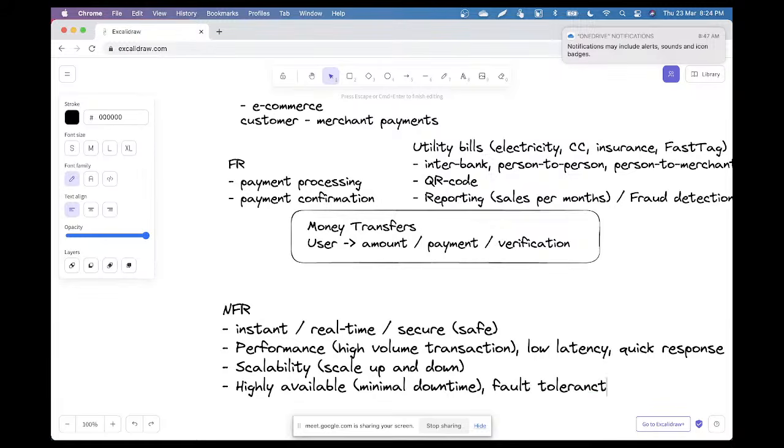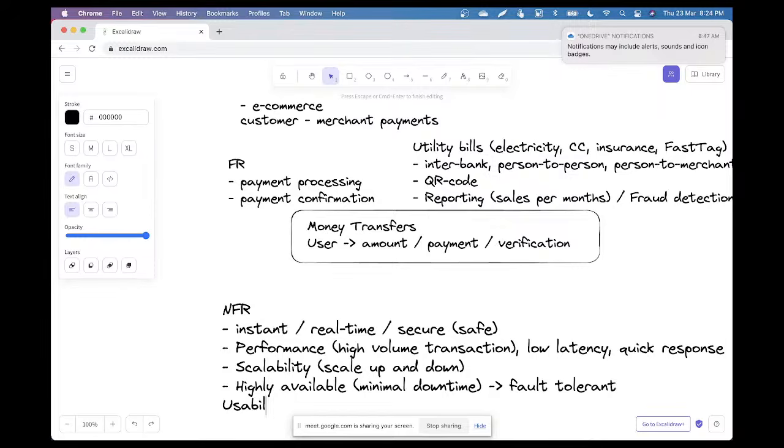So any errors, it should be able to recover from them quickly without any disruptions, because this is what is required for a highly available system. A highly available system needs to be fault tolerant and should be able to recover from disruptions, recover from any failures very quickly.